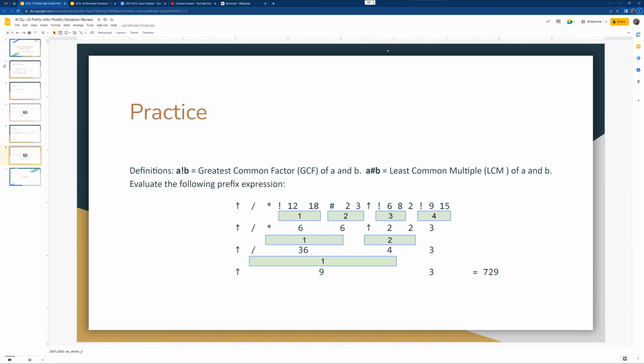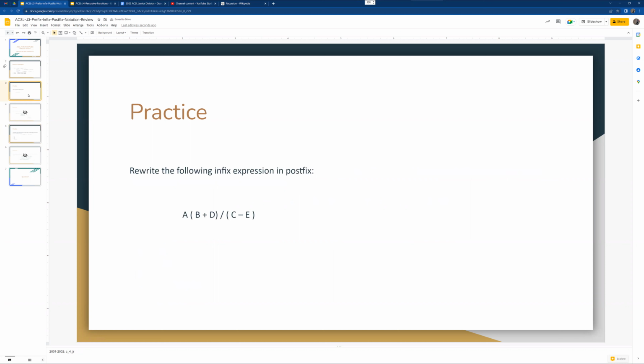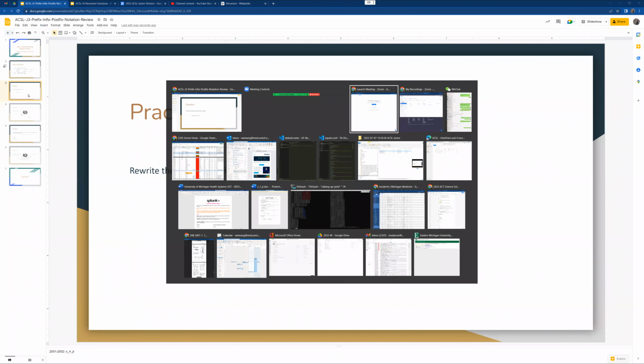So we went through these two practice problems. I guess when you get some time, try to do some of these practices.